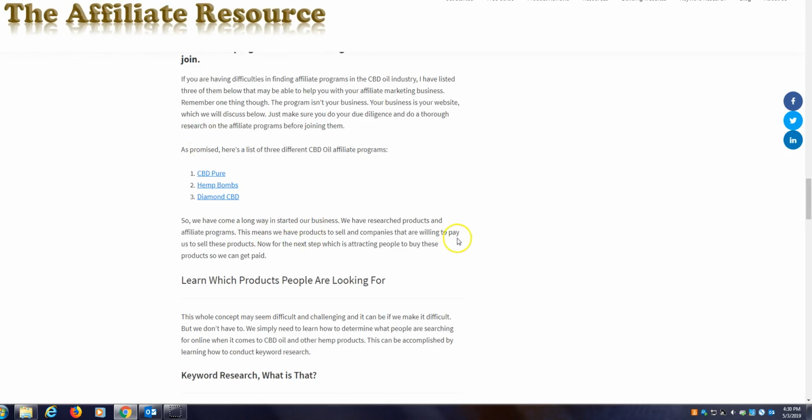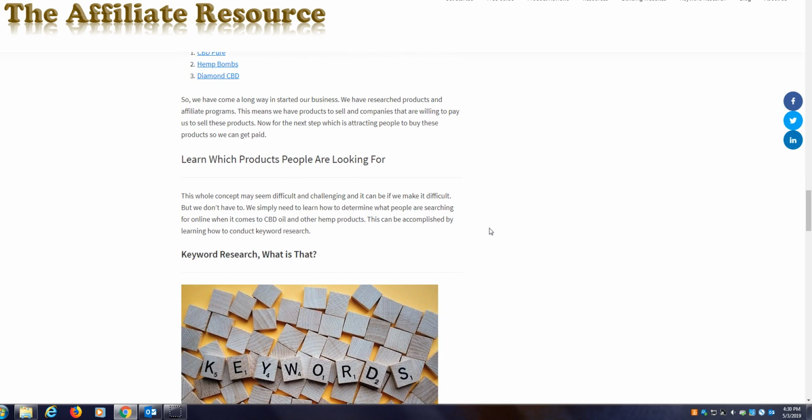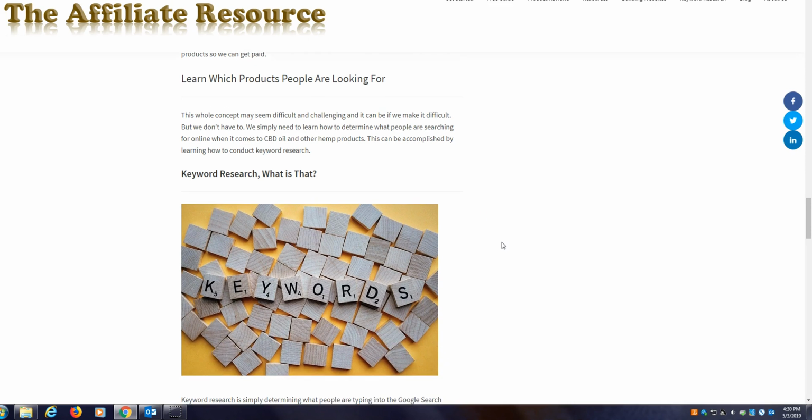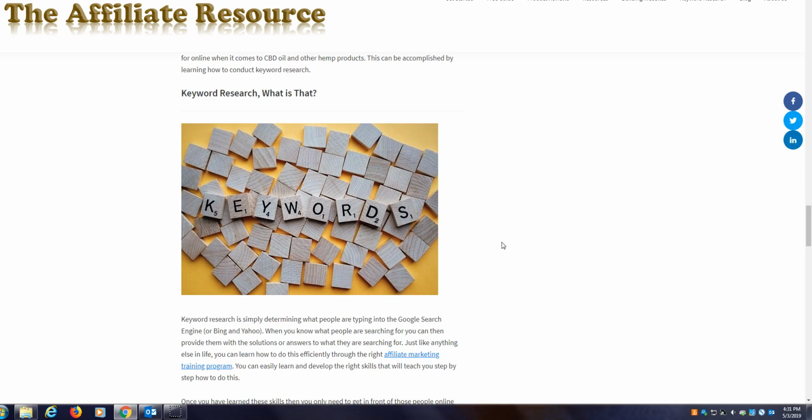Back to my review. Then what you want to do is learn which products people are actually searching for. And this is really exciting because the keyword research that you need to perform is actually very easy to do, although it might seem a little complicated at first. It's just a matter of finding out what keyword phrases people are typing into Google for products that they're interested in, and writing an article based on that, and then driving traffic to a recommended product that you earn commission on. It literally is that simple, folks.